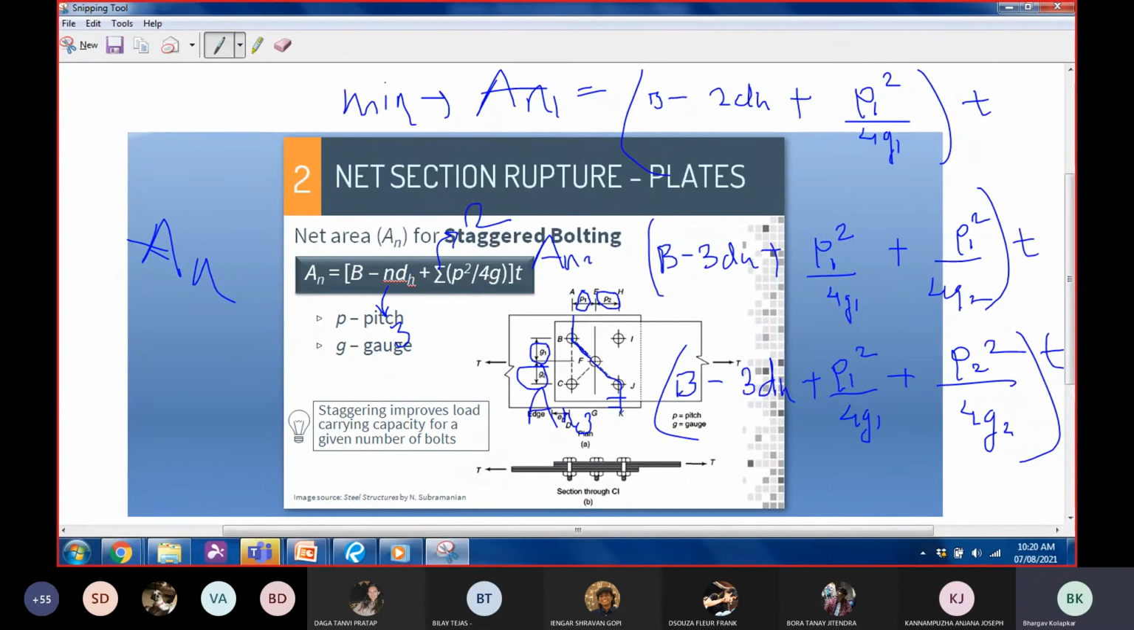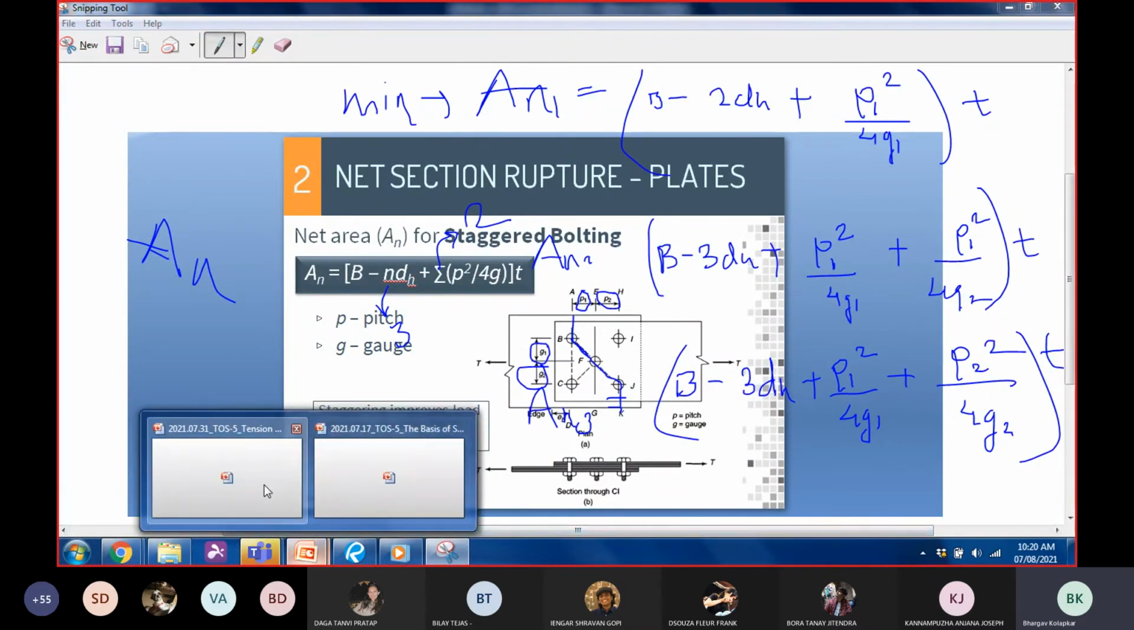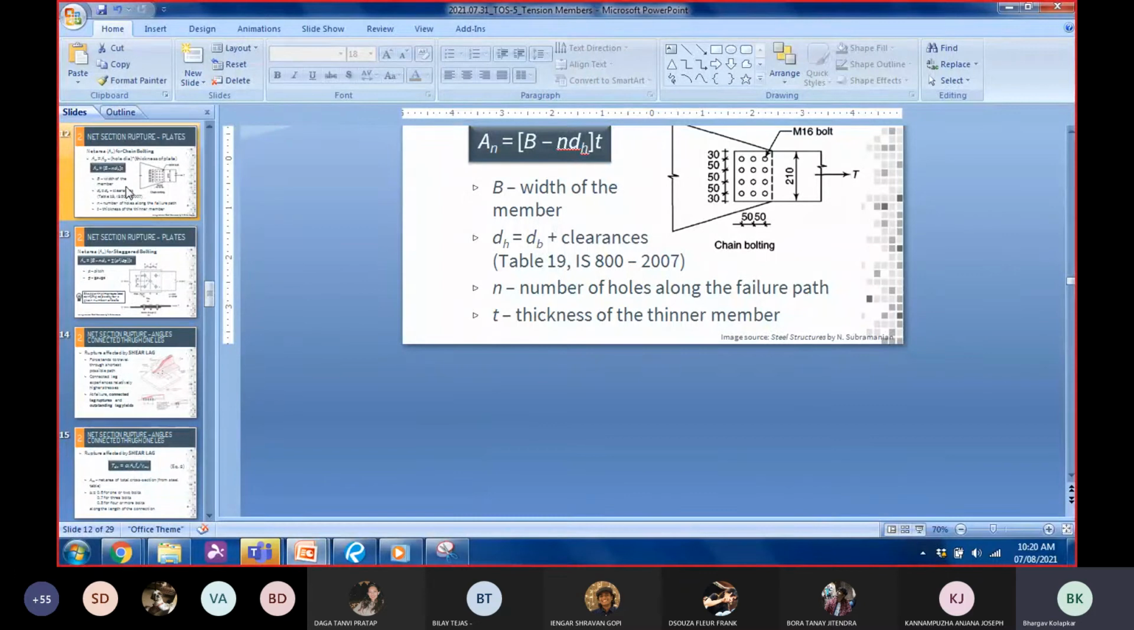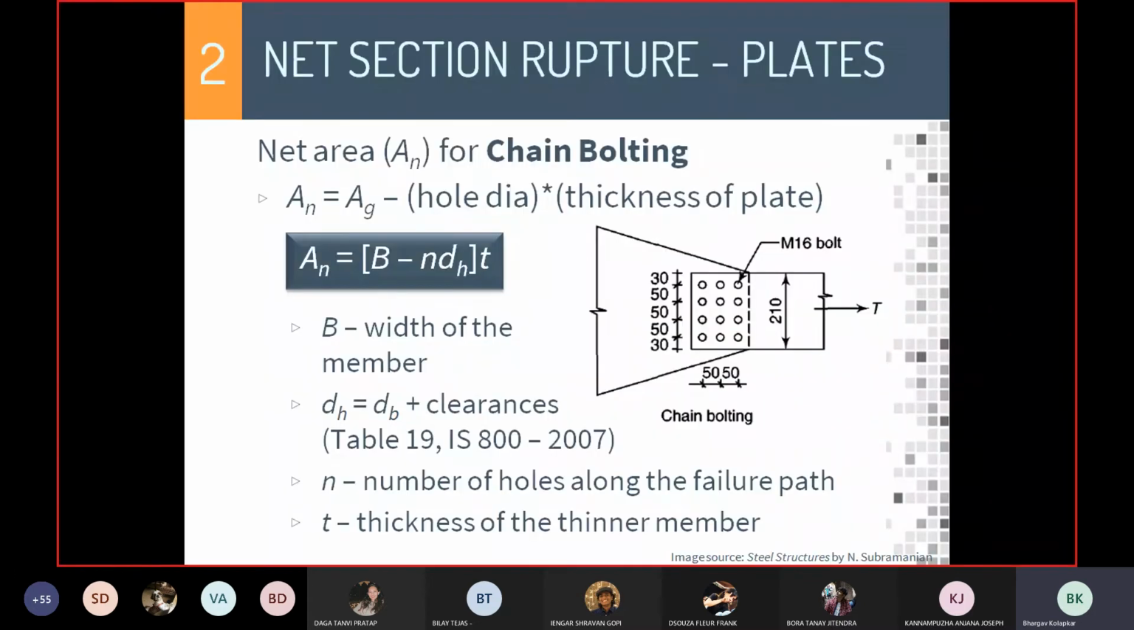In case of chain bolting, there's only one path. In case of staggered bolting, there are multiple paths. Okay, so do we go crazy and find all the paths? The answer is yes. We'll have to find all the paths, and then determine which path is the weakest, and that is the path along which we'll expect net section rupture. Easy? Nothing difficult. This is pure logic.